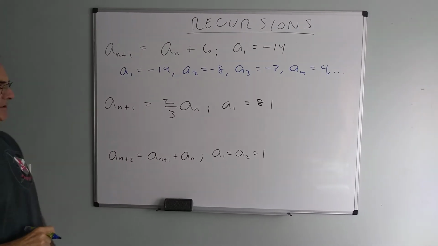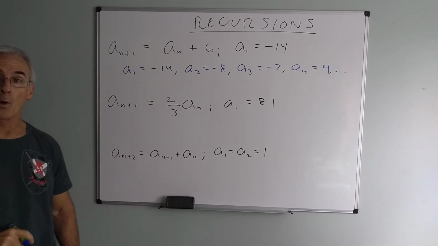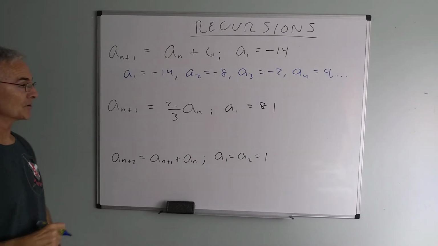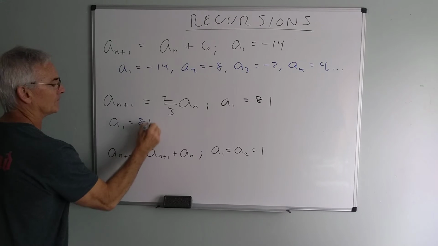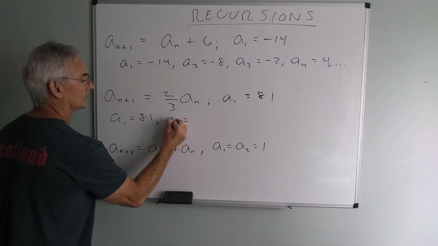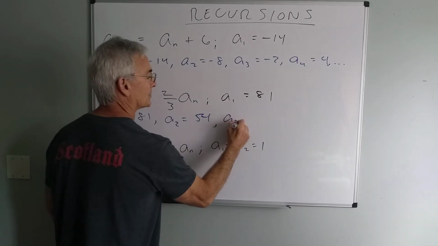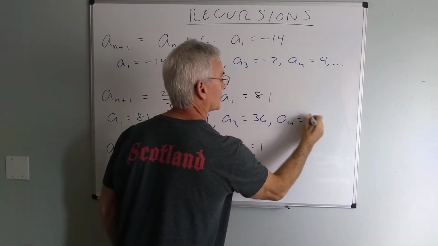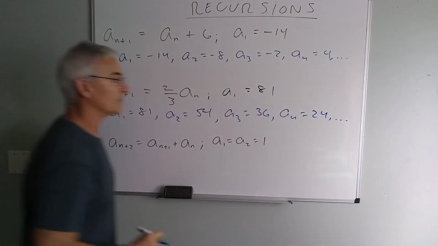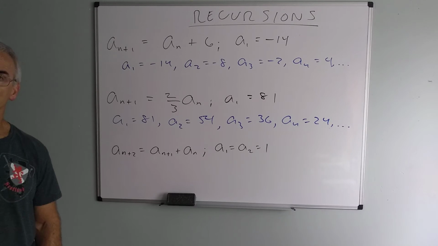The second one is a geometric sequence, because each term is a constant multiple, or consecutive terms have a constant ratio. So in this case here, if my first term is 81, then my second term will be 54, my third term 36, my fourth term 24, and so on. Those are rather simple, and I can actually come up with a general nth term for each of those.